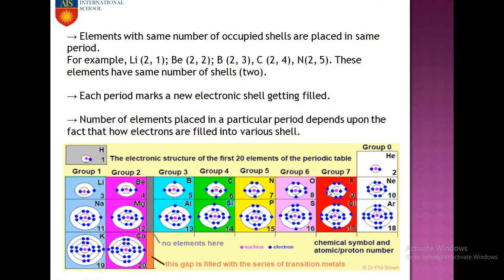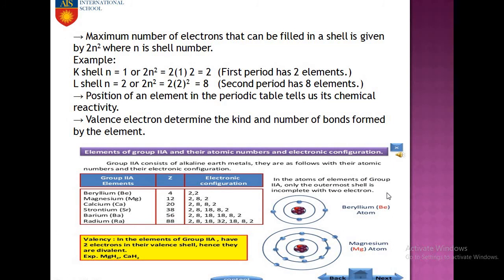Clear? Let us take one more example. Fluorine has atomic number 9. So 2 and 7. It contains 2 shells, so it belongs to period 2. And how many valence electrons? 1, 2, 3, 4, 5, 6, 7. So it belongs to group 7 and period 2. Whereas neon has atomic number 10, and 2 and 8. So it has a stable electronic configuration. So it belongs to group 8 and period 2.